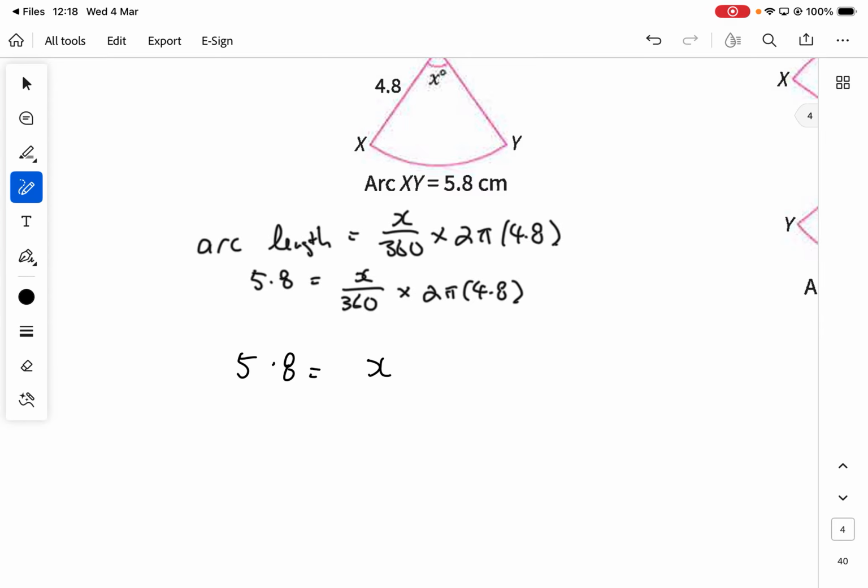0.0837758. Okay? 5.8 divided by 0.0837758. I will get 69.2324.